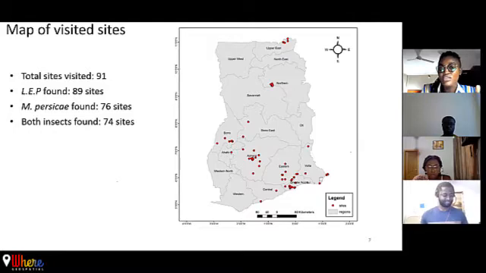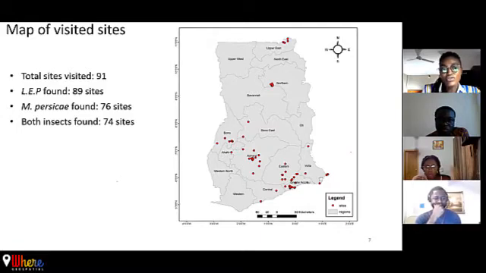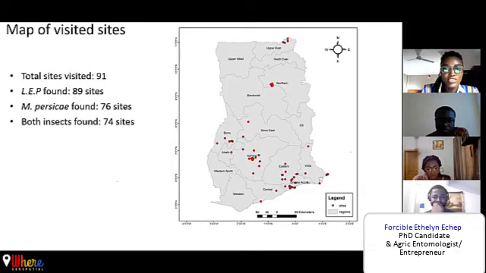In total, we visited over 91 sites, and in 89 of these sites, we found Lipaphis erysimi pseudobrassicae, and then in 76 of these sites, we found Myzus persicae. But in total, we had both insects co-occurring in 74 sites, suggesting that whatever factors favor their establishment, their biology, their growth and reproduction, are kind of the same for both insects. So we set out to understand this by using remote sensing data.